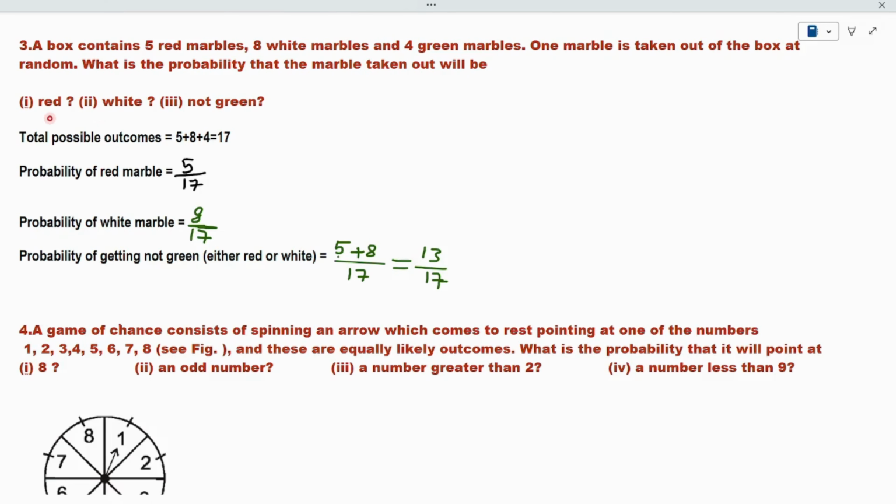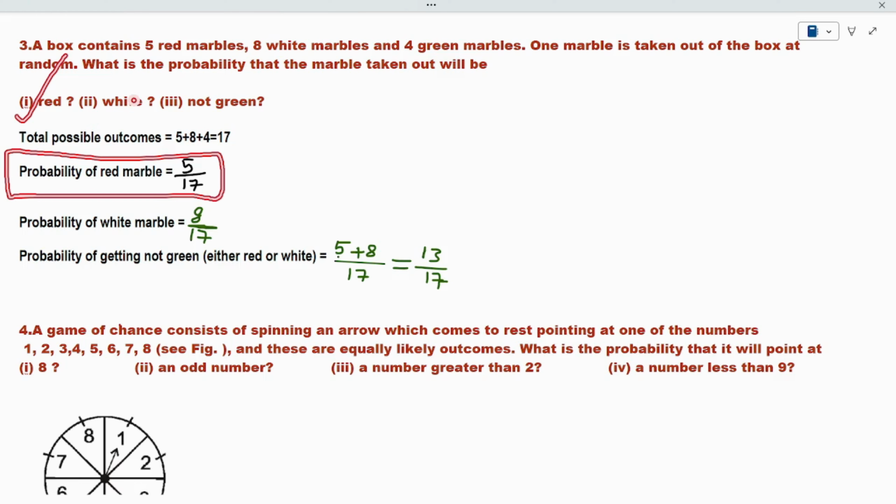To find the probability of getting a red marble, we need to find the event of the red. Total how many red marbles do I have? Total 5 red marbles. By picking out one marble at a time, how many times can I pick out? Total 5 times, because I have a maximum of 5 red marbles. So my event of the red marble is 5 and total possibilities are 17. So the probability of the red marble equals the event of the red marble by total possibilities, which is 5 by 17. So problem 1 is clear.